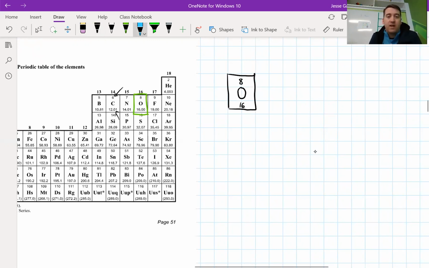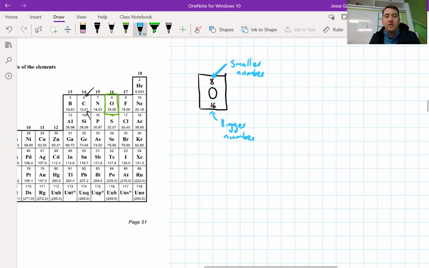Now, these numbers tell us different things and they have different names. So first of all, this here we'll say is the smaller number, and this one here is obviously then bigger than 8, so this is the bigger number. Now for this question, we really were focusing on this smaller number here. The name of this is called the atomic number.